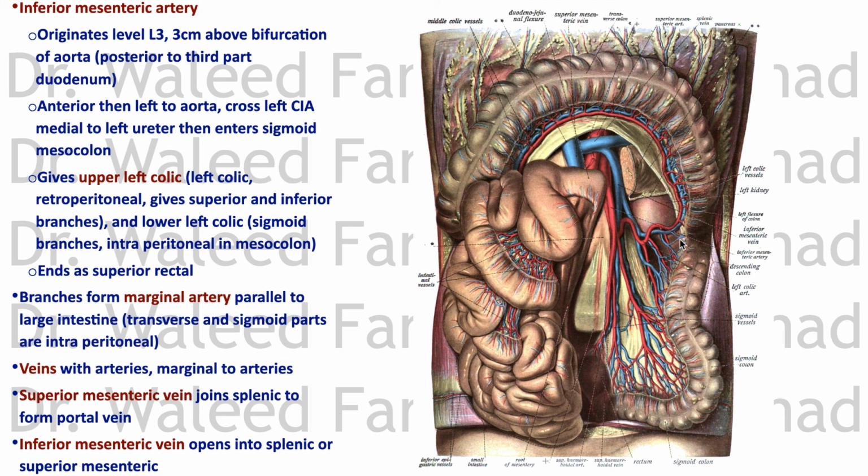Now, veins follow the arteries, and veins are outside the arteries. Veins are outside the arteries means that the inferior mesenteric vein is on the left side of the inferior mesenteric artery. The superior mesenteric vein is on the right side of the superior mesenteric artery. You know what I mean? So veins on the outside and arteries on the inside. Remember this.